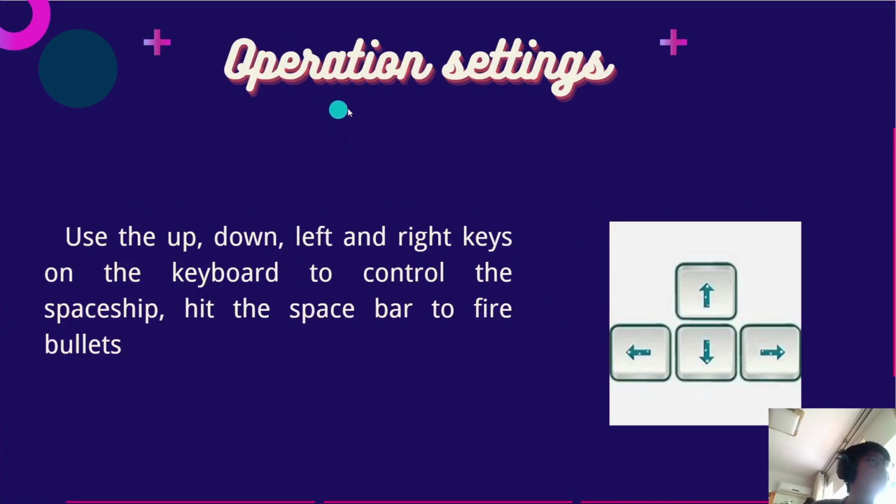The second is operation settings. Look at your keyboard: use the up, down, left, and right keys to control the spaceship, and hit the spacebar to fire bullets.